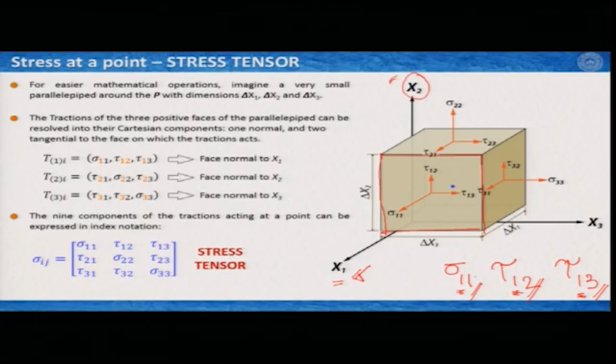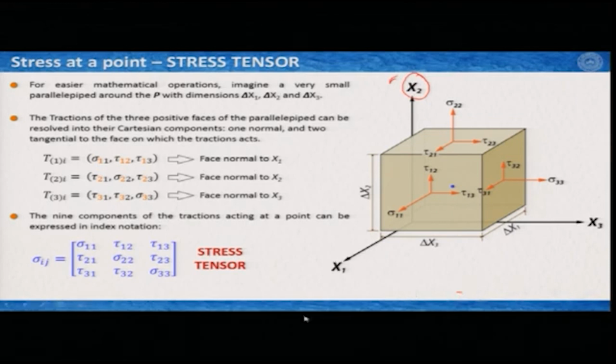In this case the second index here is 1, so it is working along the x1 direction. For tau 1 2 the second index is 2, so this is working along the x2 direction, and tau 1 3 has the last index, so it is working along the x3 direction. This is also applicable for the other two planes. The other three negative planes that we do not see in this image would have exactly oppositely directed stresses of similar magnitude working there.